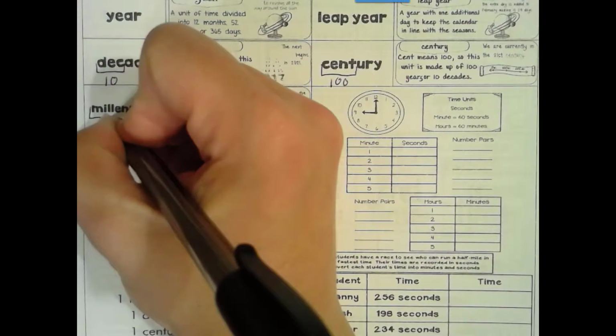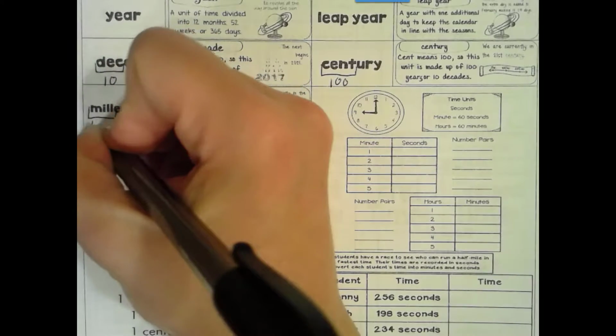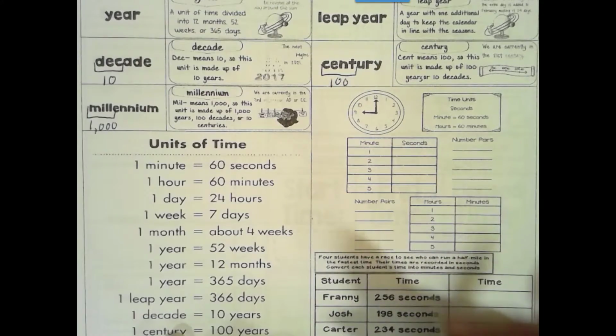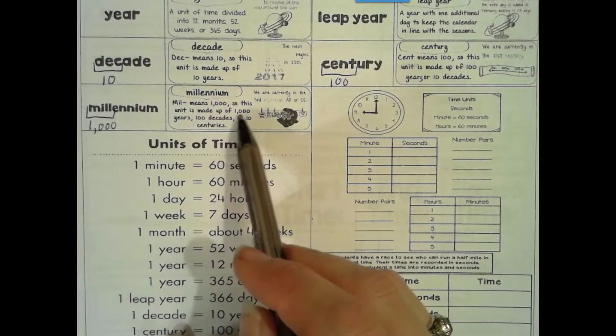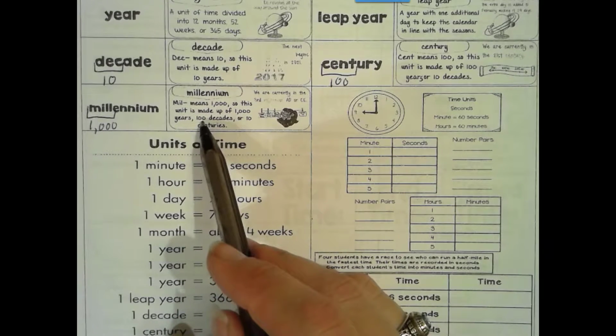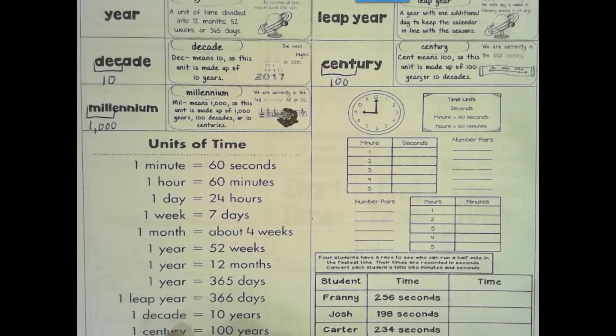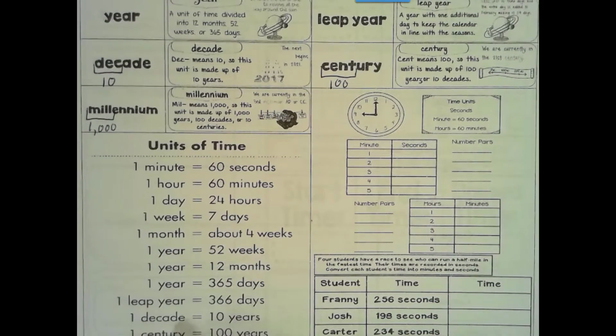Millennium. Mil is 1,000. So a millennium, mil means 1,000. So this unit is made up of 1,000 years, 100 decades, or 10 centuries.